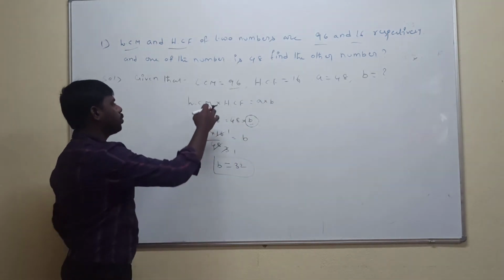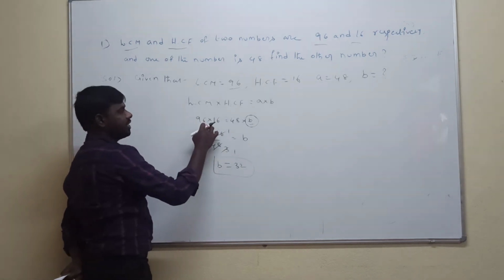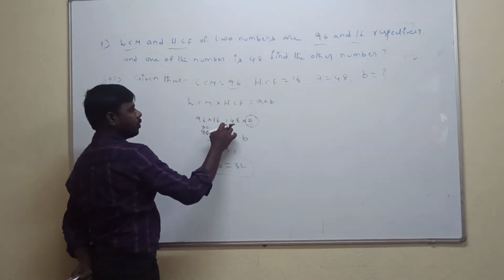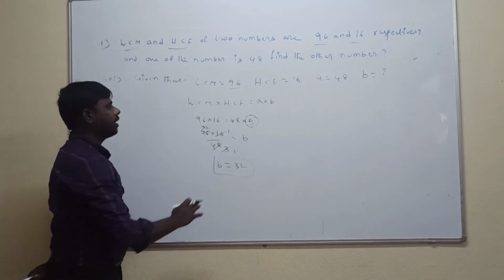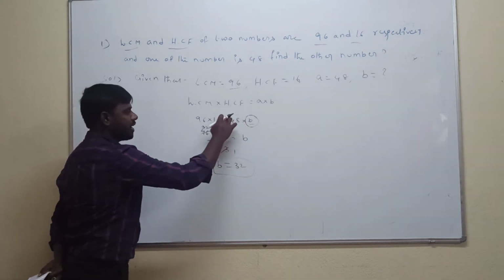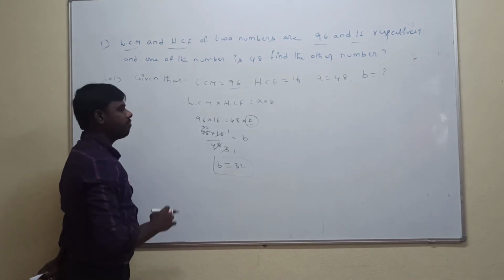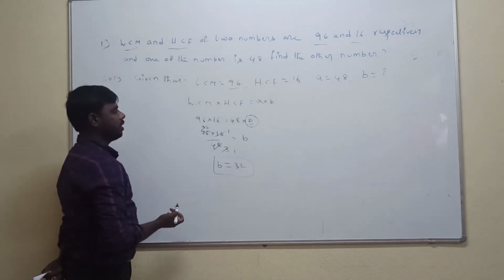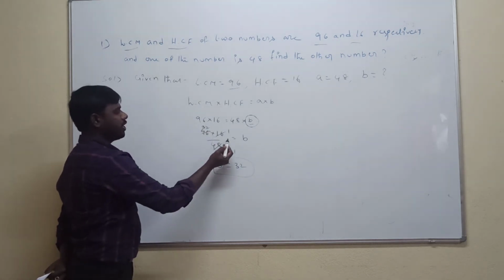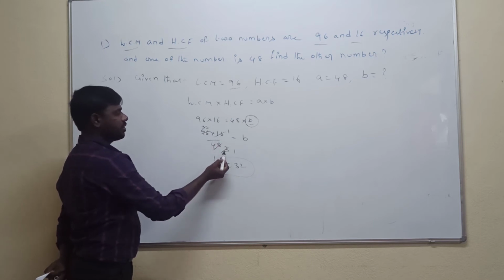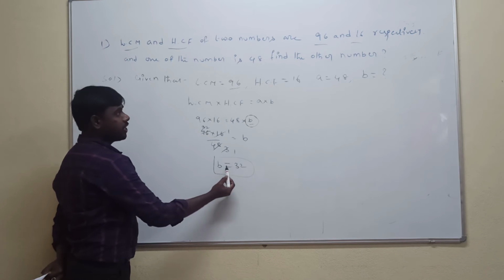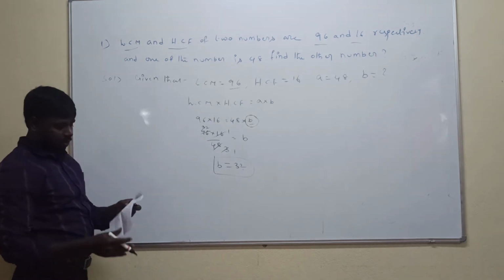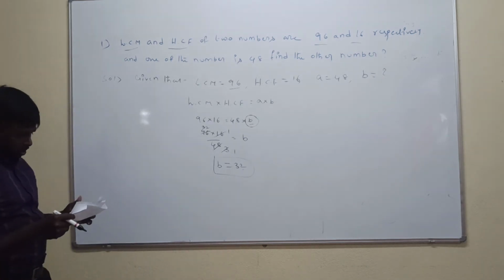So now substitute the values. LCM value is 96, HCF value is 16, equal to A value 48, and B value to calculate. That is why 48 goes to the left side, into the denominator. So 96 into 16 by 48 is equal to B. 16 ones are 16, 16 threes are 48, 3 ones are 3, 3 twos are 6, so 32. What is the other number? B is equal to 32. So everyone understood? It is clear. The next question.